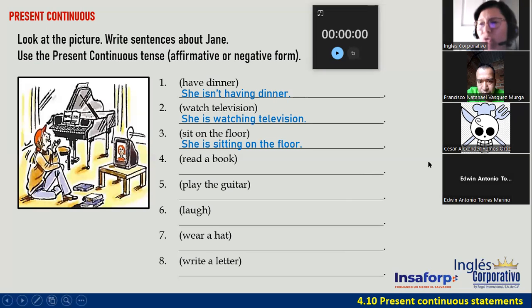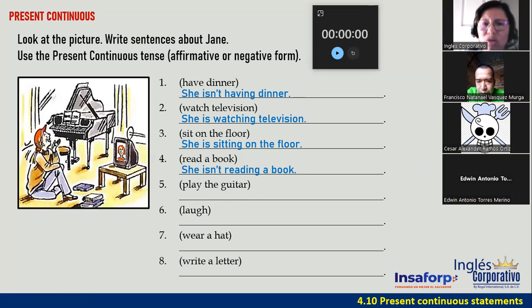Is she reading a book? No. Okay. ¿Cuál sería la oración? Not reading. Reading a book. Muy bien. She isn't reading a book. Or she's not, ¿verdad? Cualquiera de las dos. She's not reading a book or she isn't reading a book. Cualquiera está bien. Luego, number five.